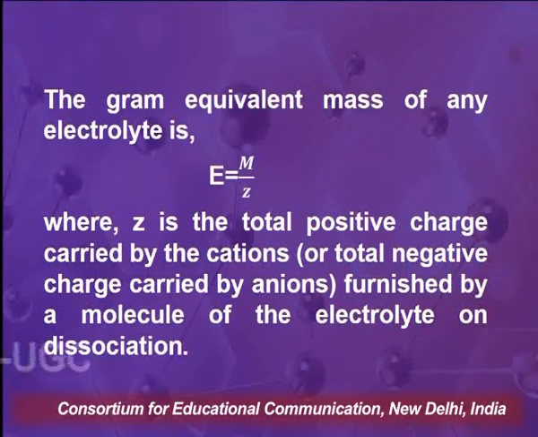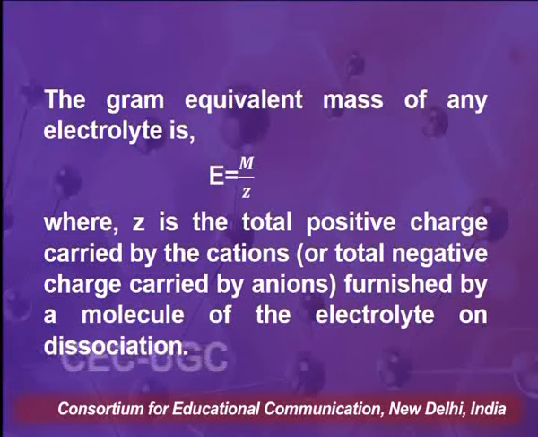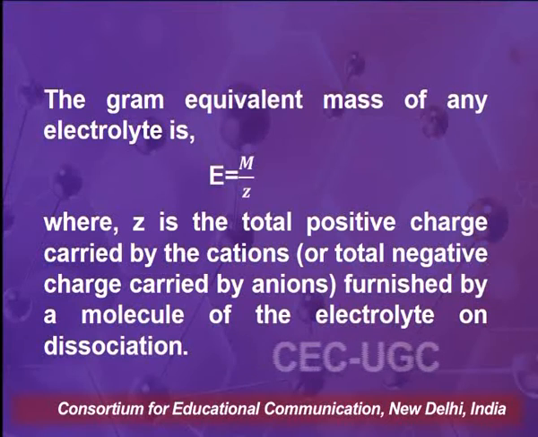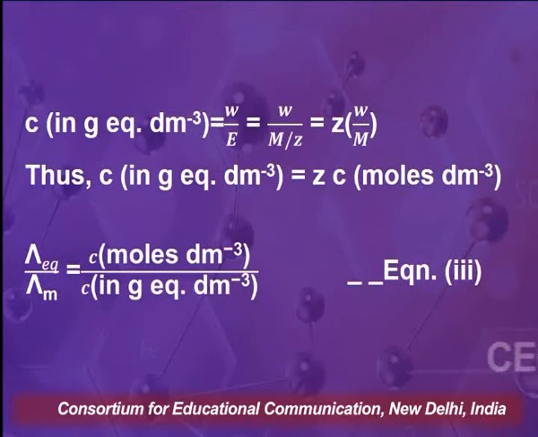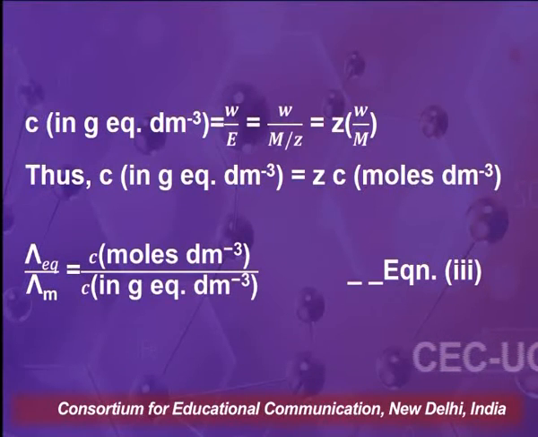The gram equivalent mass of an electrolyte is equal to m by z, where z is the total positive charge carried by the cations or total negative charge carried by anions furnished by a molecule of the electrolyte on dissociation. So we can write concentration in terms of gram equivalents per liter is equal to W by the equivalent mass, which can be written as W by m by z, which is equal to z into W by m. Thus, concentration in gram equivalents per liter is equal to z into concentration in moles per liter.